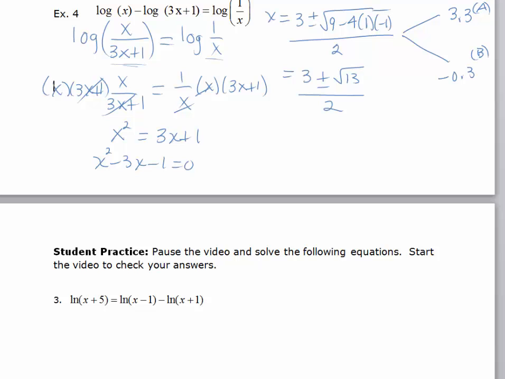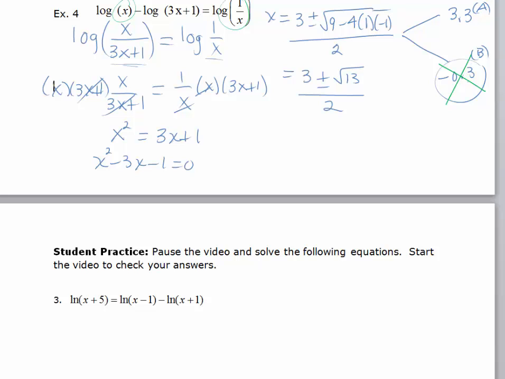I need to check these values, and I am allowed to check using my calculator, but right away I know that this negative 0.3 is not going to work, because when I put negative 0.3 in here or here, I'm going to end up with a negative argument. So I'm just going to cancel that. We omit that from our solution set. So I want to check the 3.3.